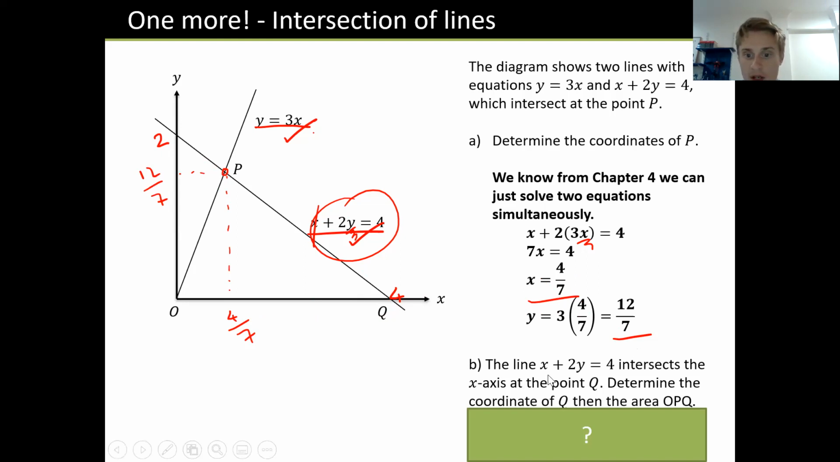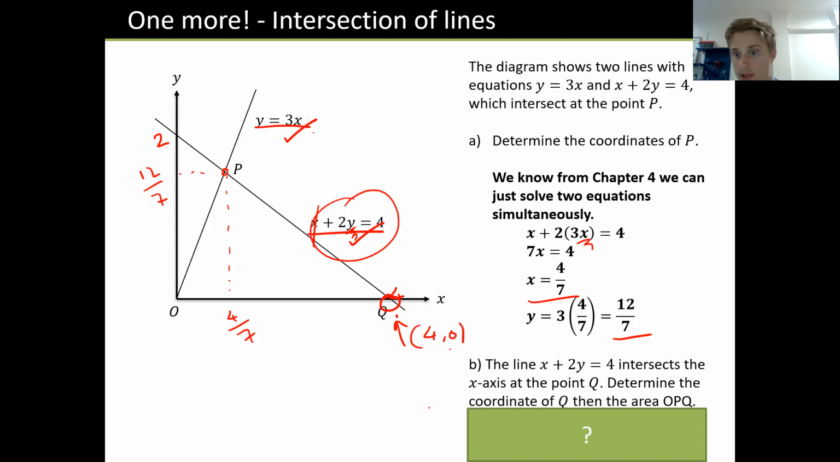What else have we got? The line x plus 2y equals 4. So that's the one that we drew here. Intersects the x-axis. What does that mean? It means you cut the x-axis. Aha. So that is 4. So we've accidentally worked that out already. Determine the coordinate of Q. Yep. So what's the coordinate? The coordinate is 4, 0.